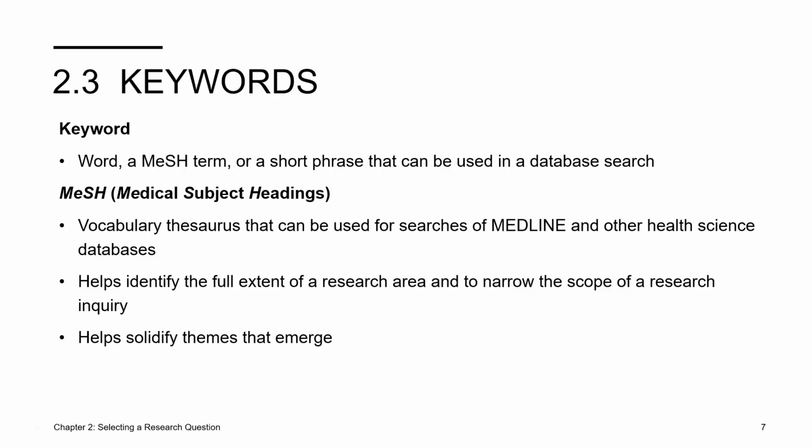So you come up with an idea about a topic, and then you really need to see if it's been done before. These words in a search, in a formalized systematic fashion, can help you identify the full extent of the research area and what the scope of your research needs to be in order to fit within that research. So it helps you really solidify the themes that can emerge from your brainstorming and concept mapping.